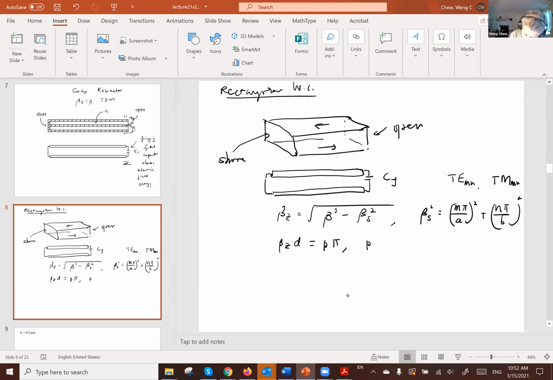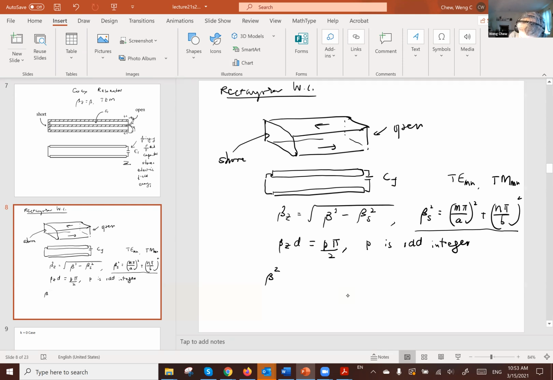Okay, P is an odd integer. When you choose your P in this manner, you will find that the boundary condition can be satisfied. And then after you have found your beta Z, your beta S is given, you cannot choose to make it different. Then the resonant frequency can be found from this equation.